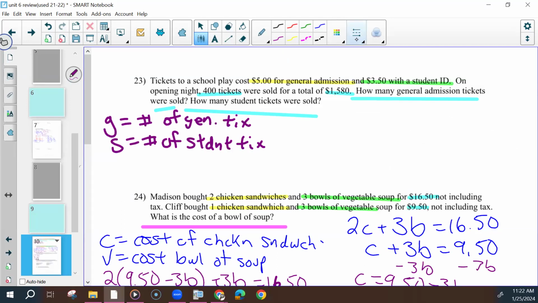We are given 4 numbers. 3 of them are gonna go together. How would we set that up? Would it be G5 plus S3.50 equals 1,580? Yes, but watch the decimals. So 5G plus 3.50S equals 1580. And then the other one? G plus S equals 400.